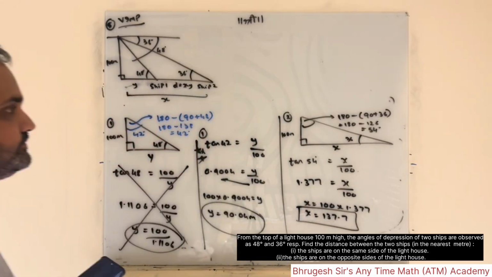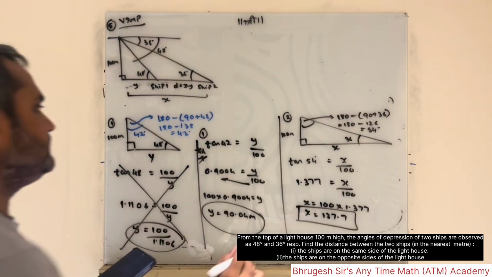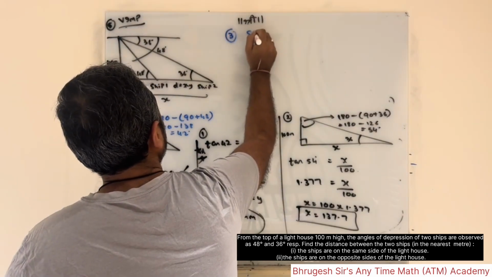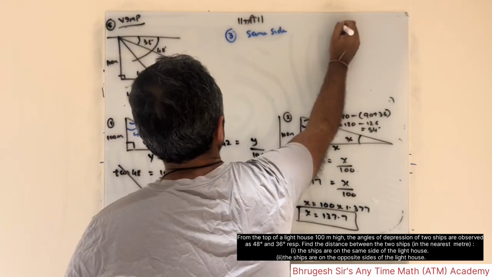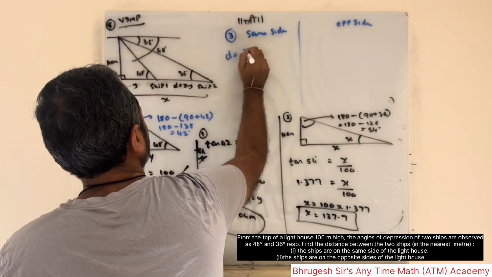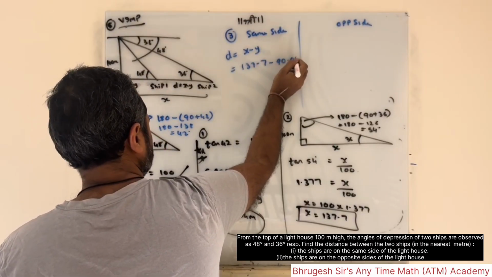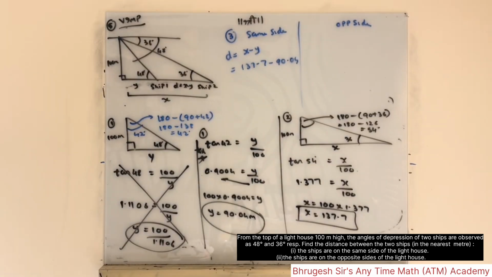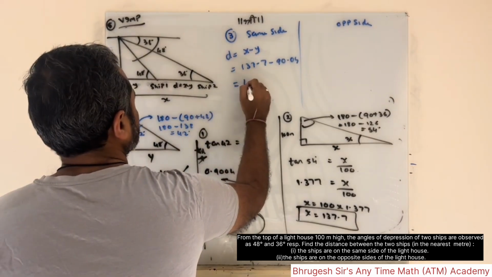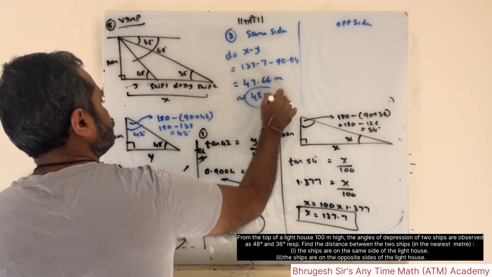Okay मेरा बच्चा. Now don't forget this calculation. Same side and opposite side. Okay, same side D would be x minus y. 137.7 minus 90.04. Okay, 137.7 minus 90.04 gives you 47.66. So round off to nearest meter बोला है, so 48 meters.